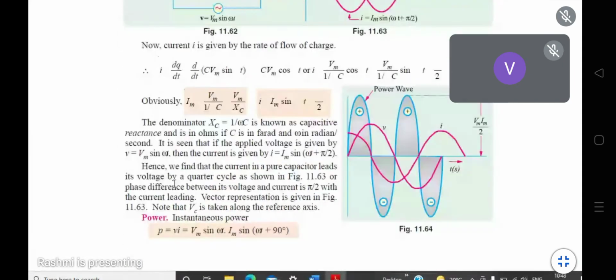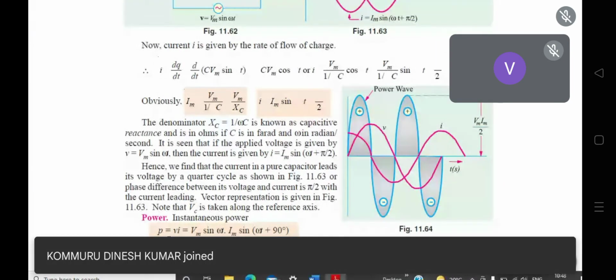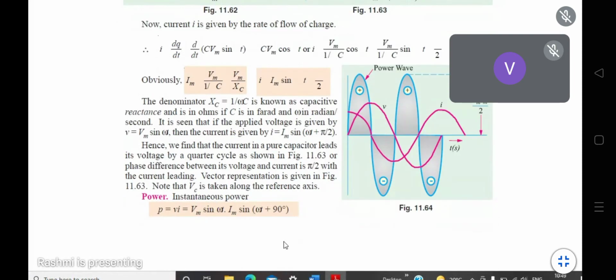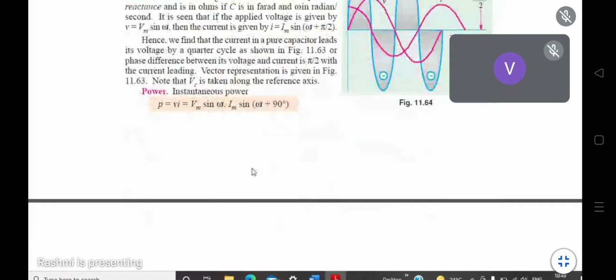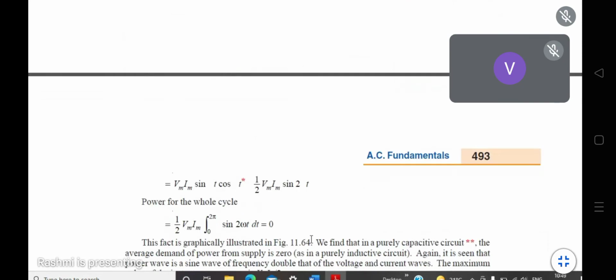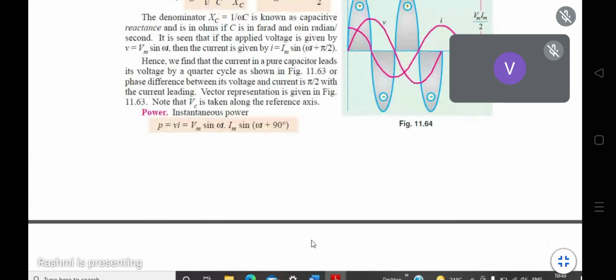Then again, if you go for the power, you have to find the instantaneous power, that is V into I. So V is equal to Vm sin omega t and I is equal to Im sin(omega t plus pi by 2). Multiplying these two, we can see it is again a sinusoidal waveform, Vm Im by 2 sin 2 omega t. So the average of sin 2 omega t is equal to 0, so the total average power for the capacitor is also 0.